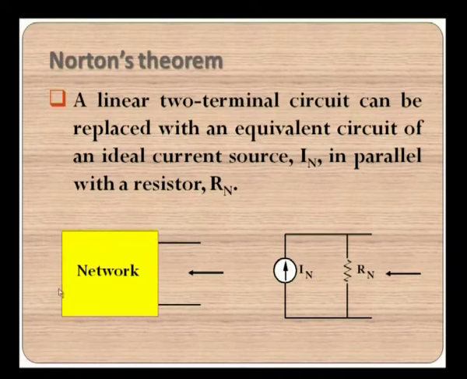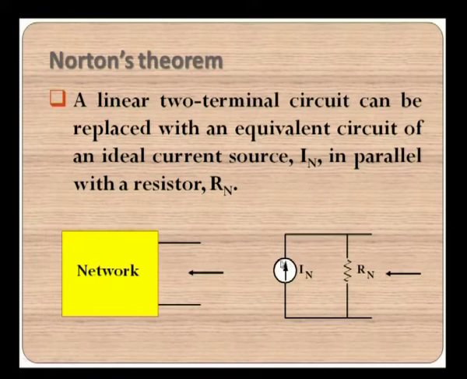This network again might contain lots of electronic components, resistors, capacitors, whatnot. Even any number of components could be there in this network. But we don't bother about all that. The entire network could be replaced by these two components as it is stated in the theorem.